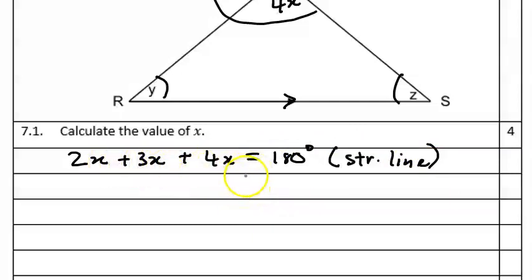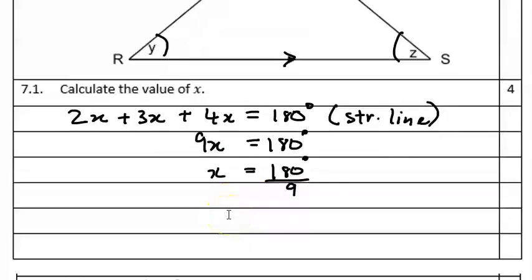Now learners, this is an equation where we are solving for x. 2x plus 3x plus 4x. It's like saying 2 rands plus 3 rands plus 4 rands. So 2 rands plus 3 rands is 5 rands plus 4 rands is 9 rands. So basically it's 9x equals 180 degrees. And solving for x, x equals 180 degrees divided by 9, which should give us 20 degrees, because 9 times 20 is 180. So once again, angle x is equal to 20 degrees.